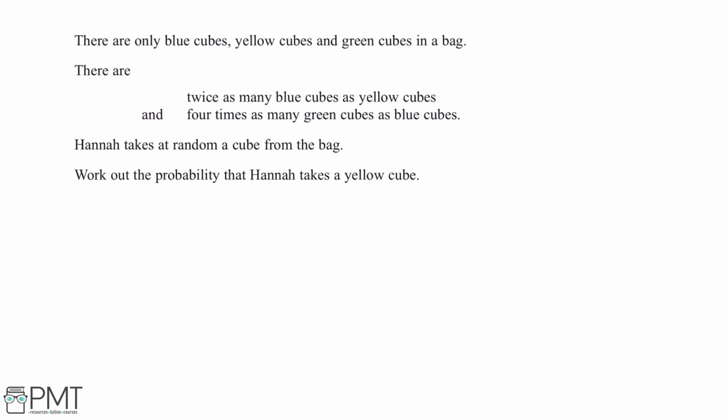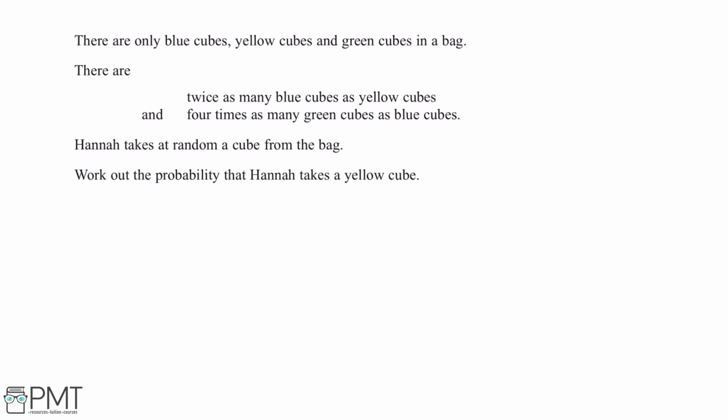There are only blue cubes, yellow cubes and green cubes in a bag. There are twice as many blue cubes as yellow cubes and 4 times as many green cubes as blue cubes. Hannah takes at random a cube from the bag. Work out the probability that Hannah takes a yellow cube.